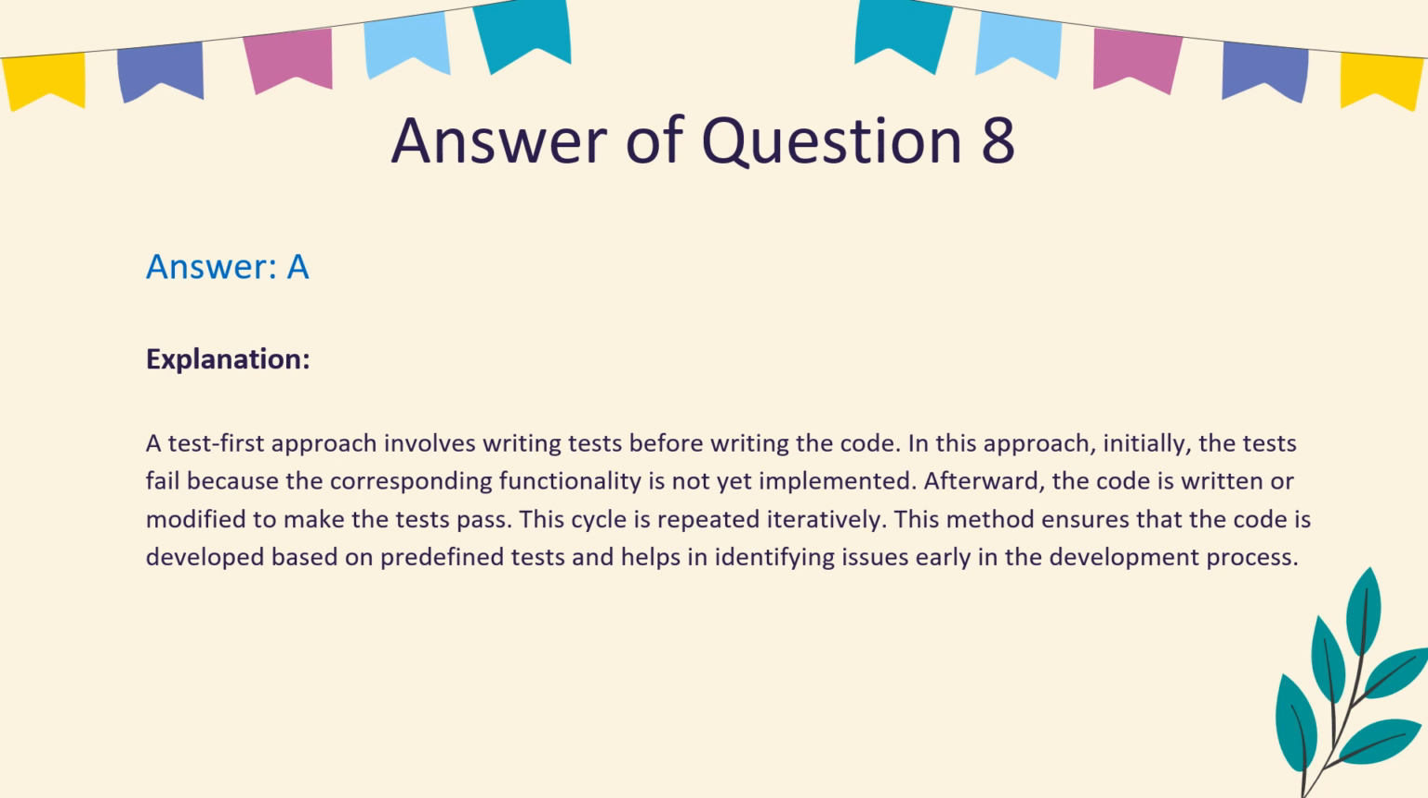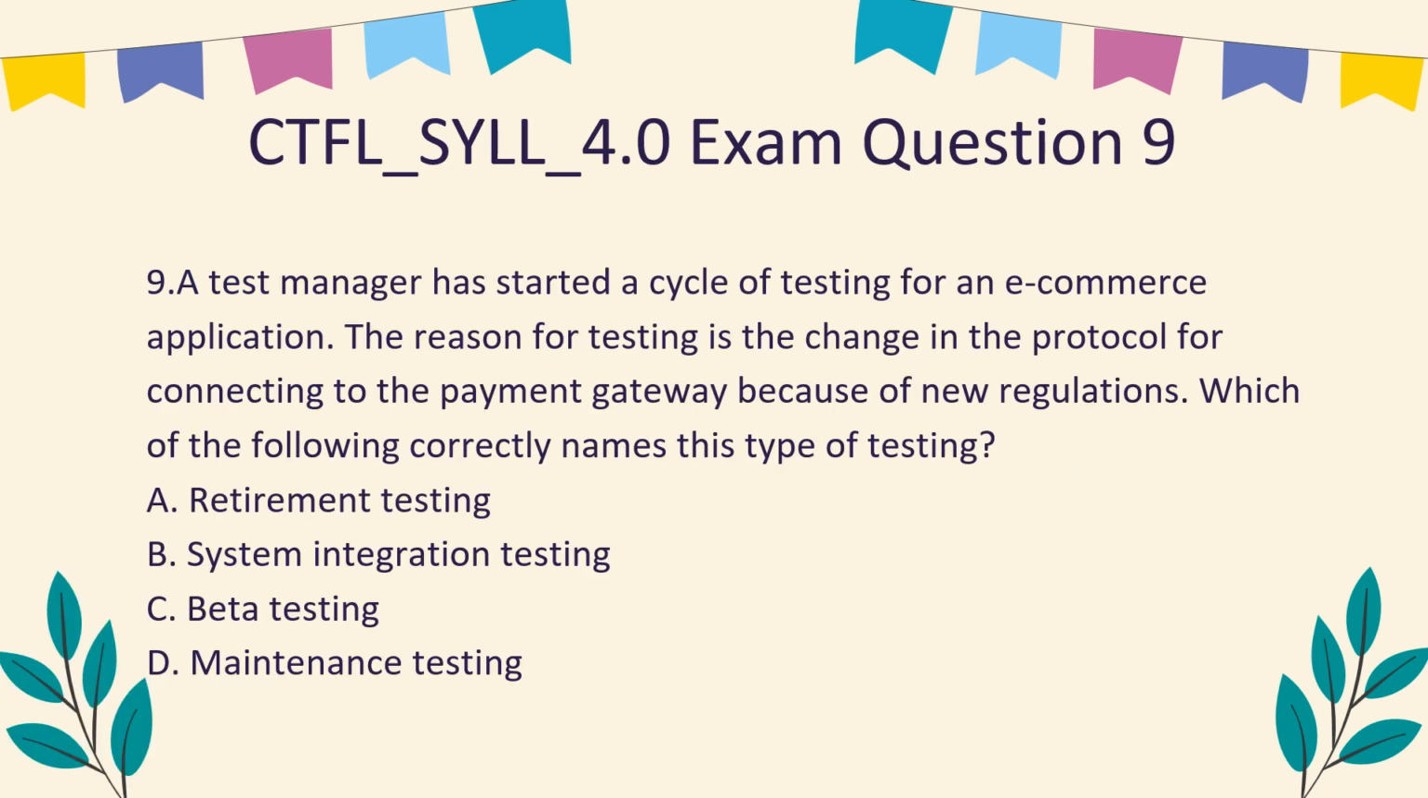20. A test manager has started a cycle of testing for an e-commerce application. The reason for testing is the change in the protocol for connecting to the payment gateway because of new regulations. Which of the following correctly names this type of testing? A. Retirement testing. B. System integration testing. C. Beta testing. D. Maintenance testing.